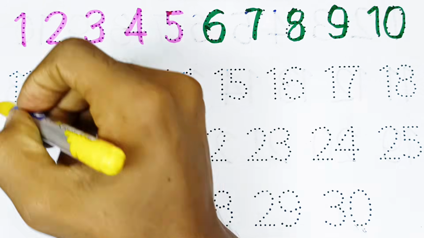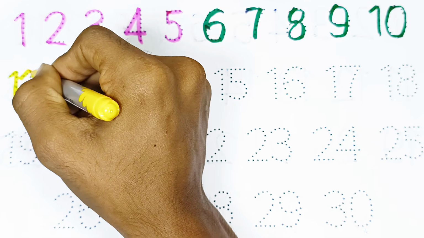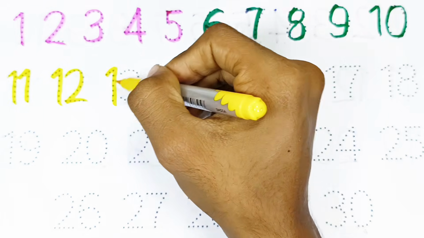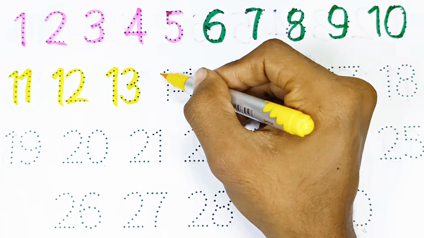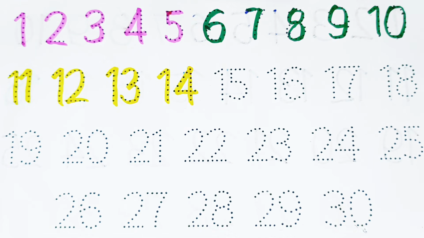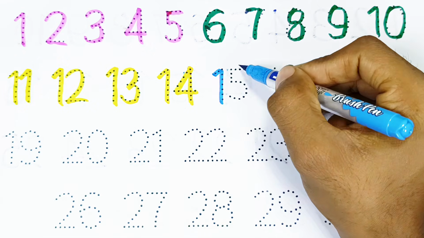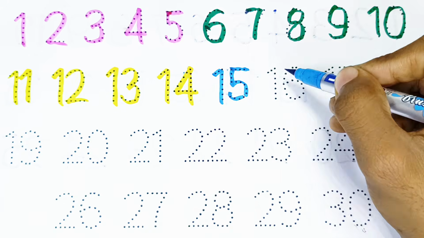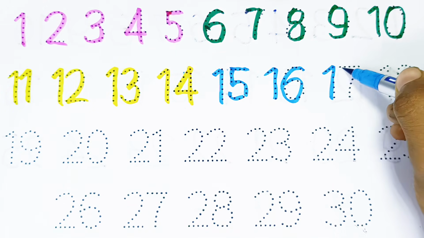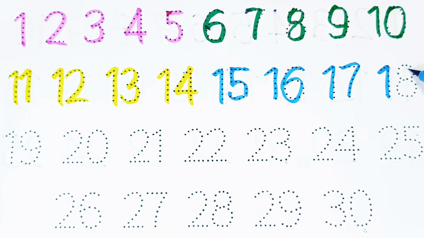The numbers of 11, 12, 13, 14. Kids, now you draw 15. The numbers of 15, 16, 17, 18. Kids, now you draw 19.